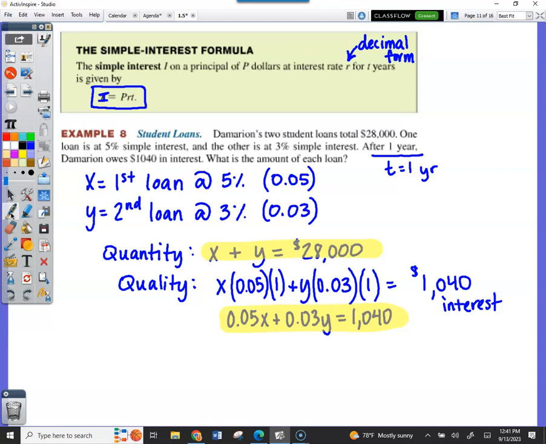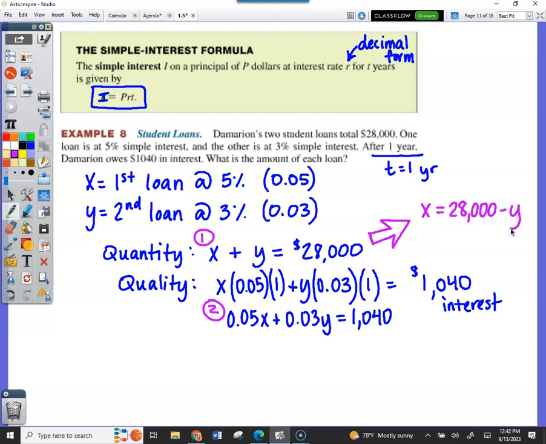So it's going to help to label here. I'm going to change colors and label this 1, this 2. I'm going to take 1, I'm going to make a note to myself, I'm coming over here. I'm just going to subtract the y to the right. Notice now I have x by itself. You see that?